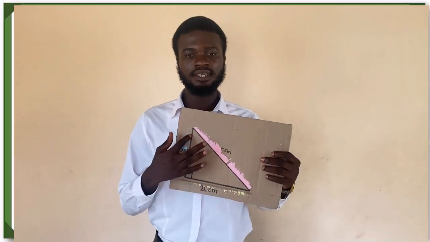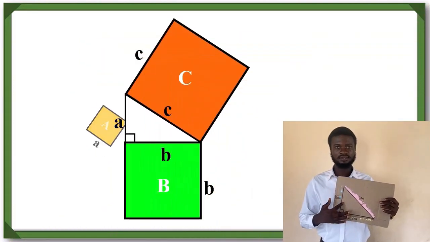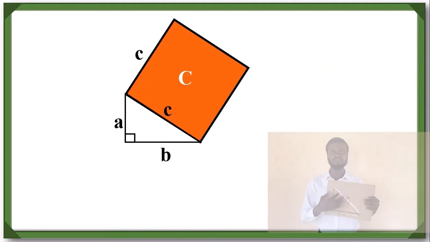What does this tell you? The area of the bigger square equals the sum of the areas of the smaller squares. This brings about the Pythagoras theorem, which states that the square of the length of the hypotenuse equals the sum of the squares of the other two sides of the right angle triangle.